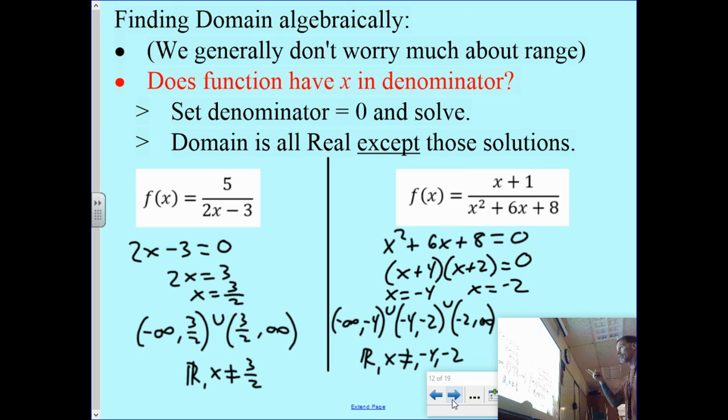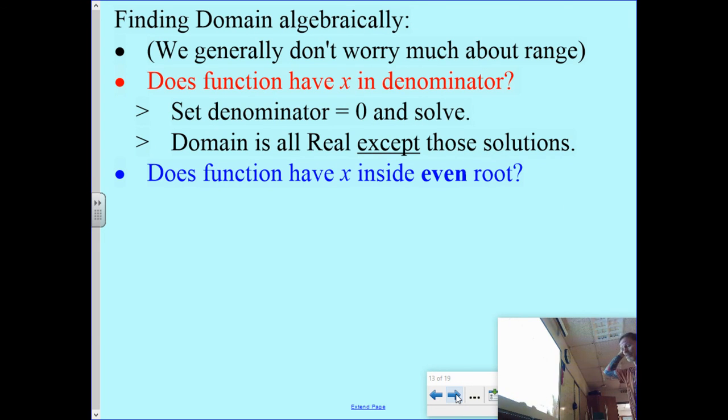Okay. The second kind of situation where you have to worry about the domain is if you have a radical or a square root function. And notice I did say even root. So we can have a square root or a fourth root or a sixth root, anything like that is going to be the same situation. And if you remember Algebra 2 days, we cannot take the square root of a negative number. So that tells us what we've got to do.